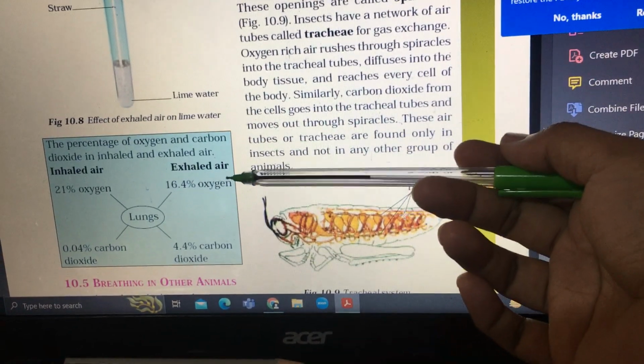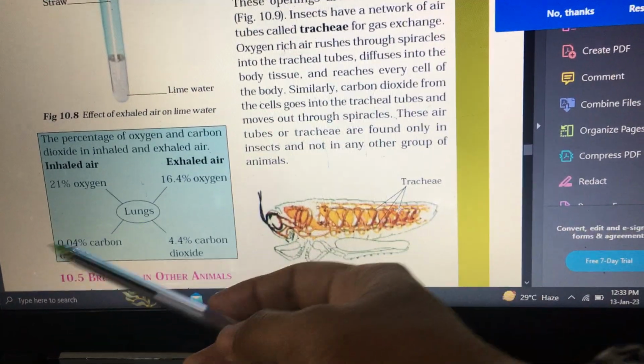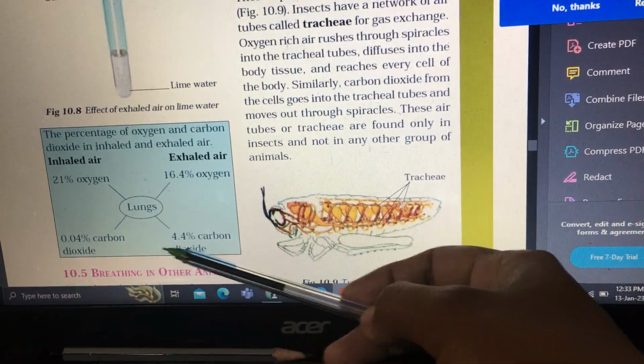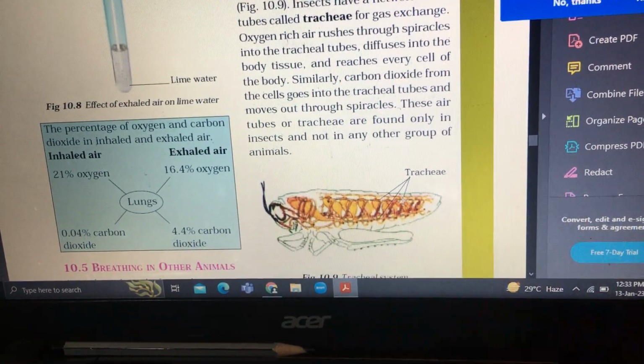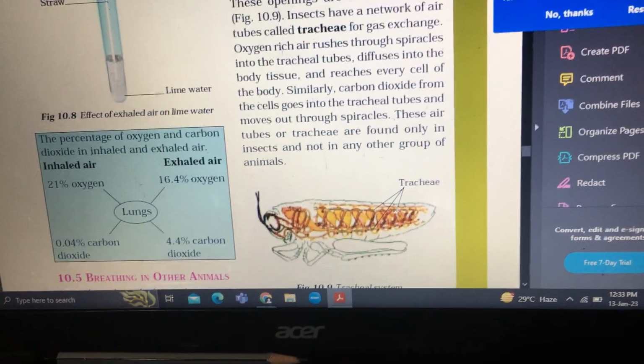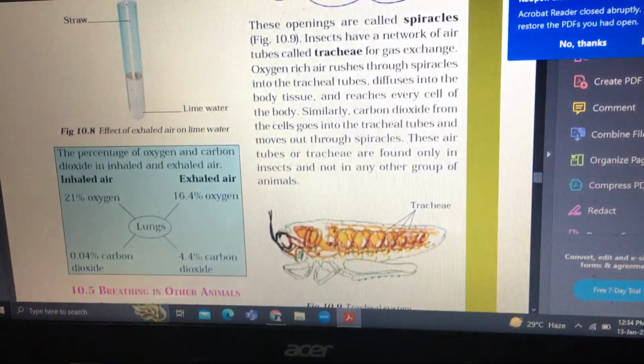So 16.4 percent of oxygen will be there in the exhaled air. When compared to 0.04, 4.4 is a much bigger value. So the carbon dioxide content is more in the air that we breathe out. This is how the humans breathe. This is the explanation for the first part.